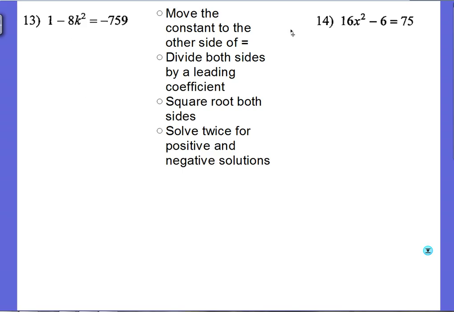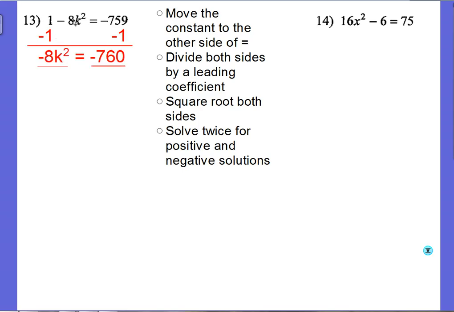Okay, here's 13 and 14. Again, these are a little bit more complex. Let's read each step and see if we have to do it or not. It says move the constant to the other side of the equal sign. So over here I do see a constant, and I'm going to have to move it to the other side. So I will subtract 1. Remember, that's a positive 1, so I'm going to subtract 1.